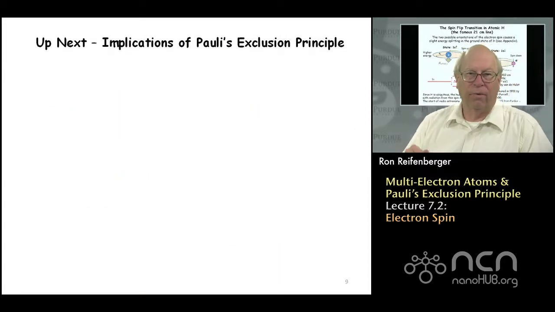The next lecture I want to focus on the implications of Pauli's exclusion principle. These implications are not obvious. But I'll try and explain it as best I can, and I'll try to provide some fundamental motivation for why two electrons cannot exist in the same quantum state.